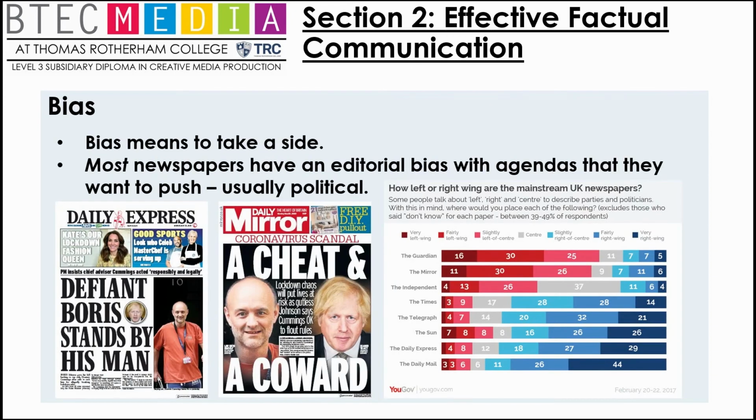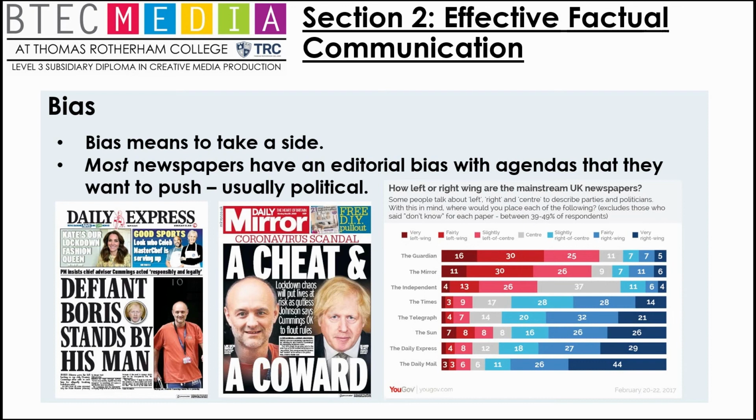Okay, bias obviously means to take a side. Now, again, we did this last year, so we know this, and I'm not going to go over this, to be honest, but it's important to understand that most newspapers have an editorial bias with agendas they want to push, and that can impact on the way they represent facts, okay? How they report something could be very different.